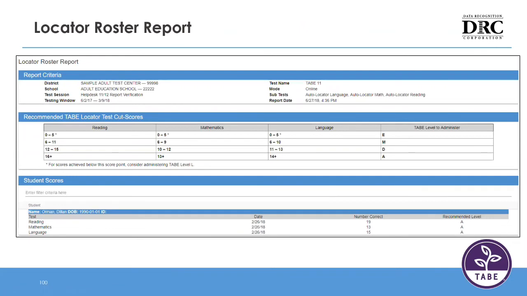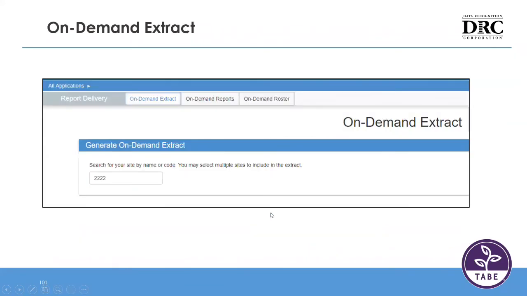And then if you do a standalone locator, you can pull up a locator report. So Dylan at the bottom of the screen took the reading locator, had 19 correct. The system is recommending level A. So again, this student did very well on all sections of the locator, and the system would place them in level A. And you can concur with that and go ahead and manually register the student for level A. If they were in the auto locator, it would have registered automatically for level A.